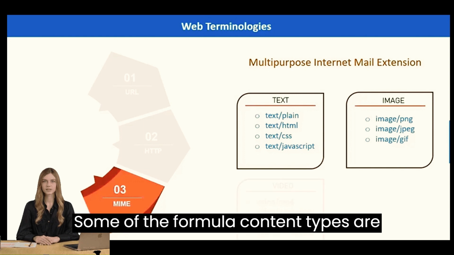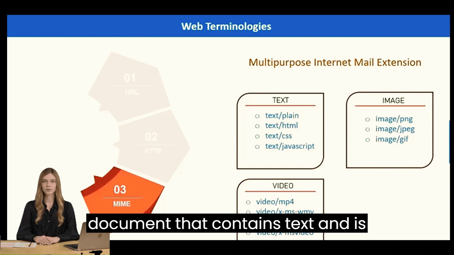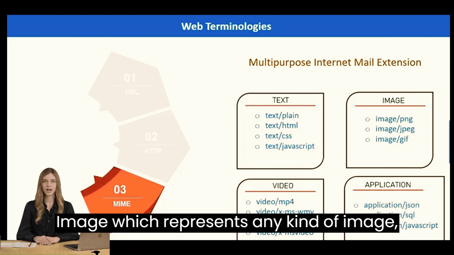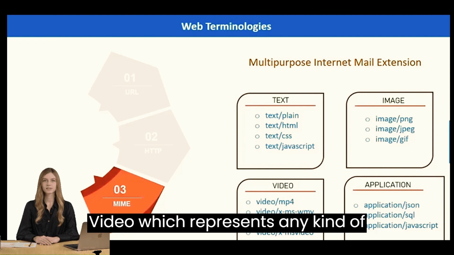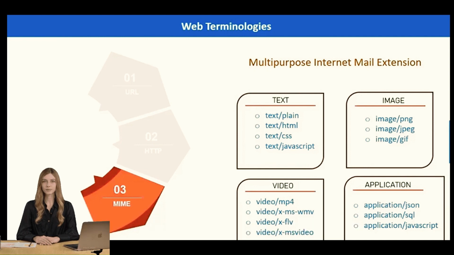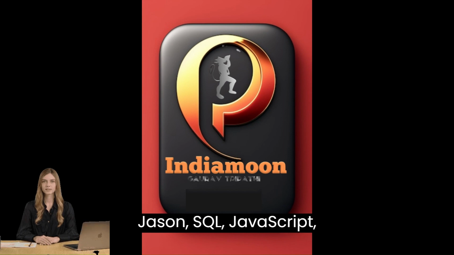Some of the familiar content types are text, which represents any document that contains text and is theoretically human-readable. Image, which represents any kind of image including animated images. Video, which represents any kind of videos including MP4, WMV, FLV, etc. Application, which represents different file types such as JSON, SQL, JavaScript, etc. Well, these are the common web terminologies that every web developer should be familiar with.